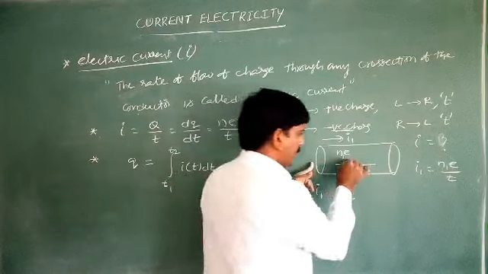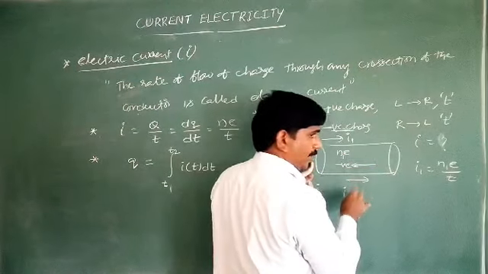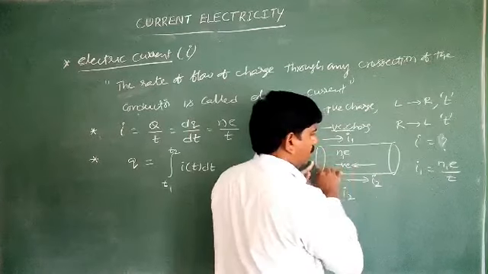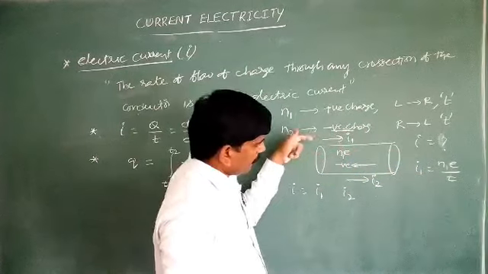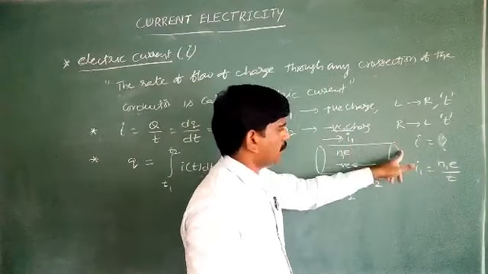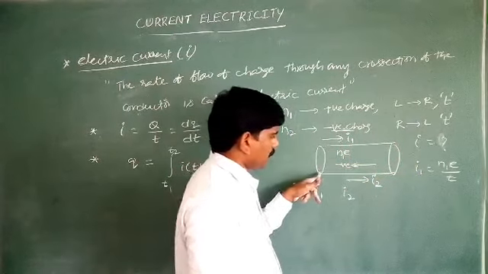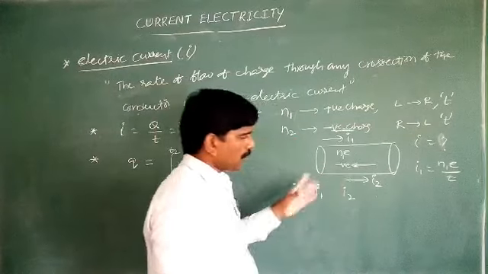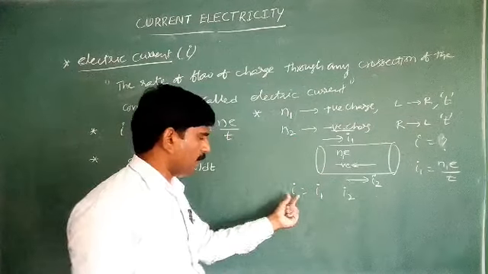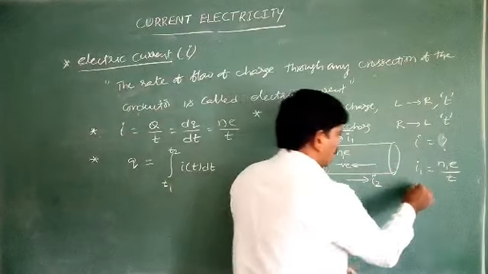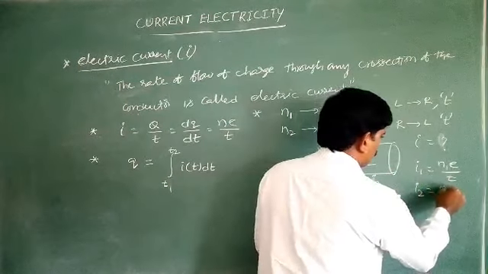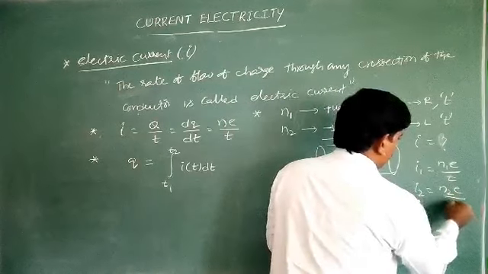So what about the direction of the current due to the negative charges? From the left to the right. So I1 is from left to the right, and I2 is also from the left to the right. Both are in the same direction. Therefore current I is equal to I1 plus I2. What about the I2 value? I2 is equal to N2 into E by T.